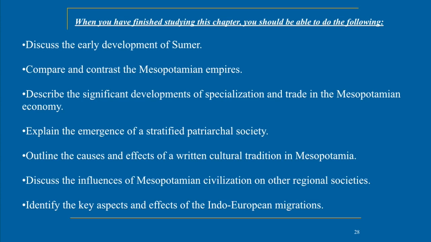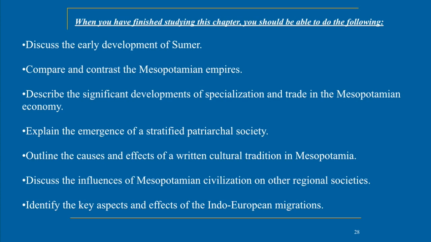Next, outline the causes and effects of a written cultural tradition in Mesopotamia. What caused writing to show up? There was a very specific reason. And then what were some of the effects of having all this awesome new technology, which is writing? Next, discuss the influence of Mesopotamian civilization on other regional societies. How did Mesopotamia spreading out affect the rest of the world, especially around it? And finally, identify the key aspects and effects of the Indo-European migrations.